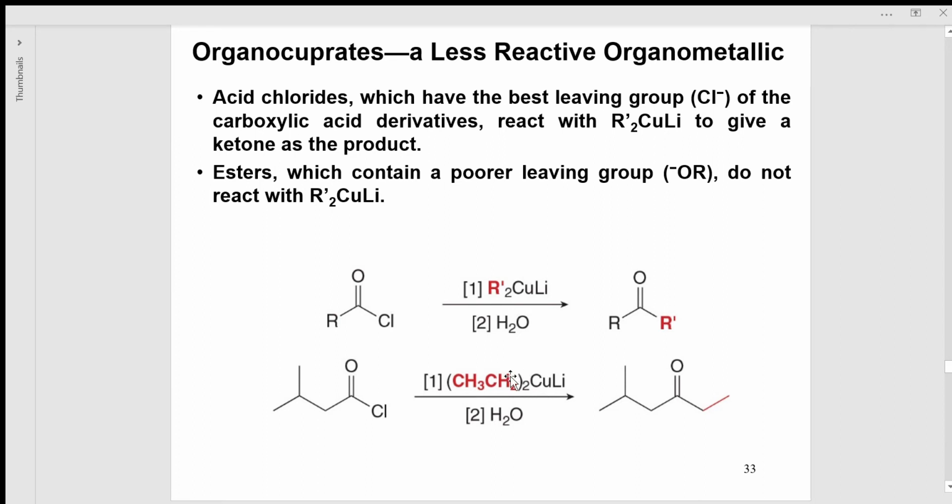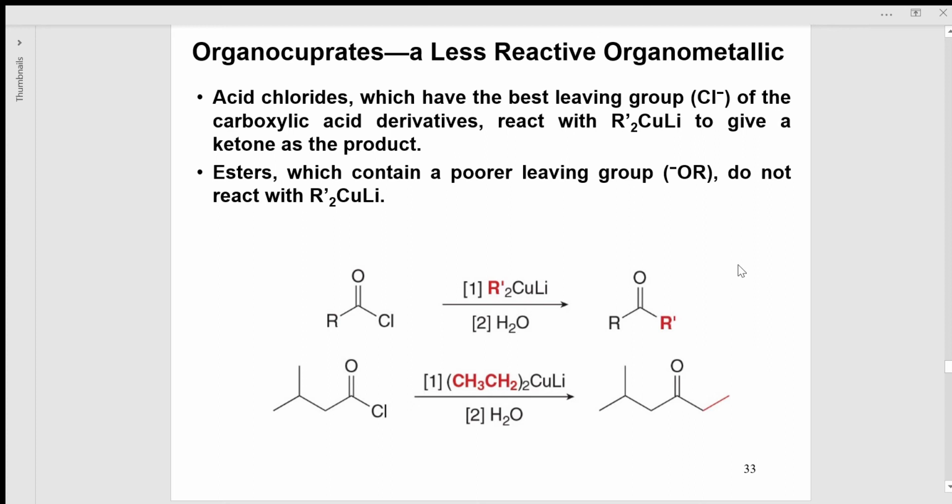Even if you have more cuprate reagent, this carbon still bears negative charge, but it's not strong enough to attack this carbonyl carbon, because this R group, this ethyl group, is not a good leaving group. It doesn't want to leave this carbonyl group. That's why the reaction stops here at the ketone group.